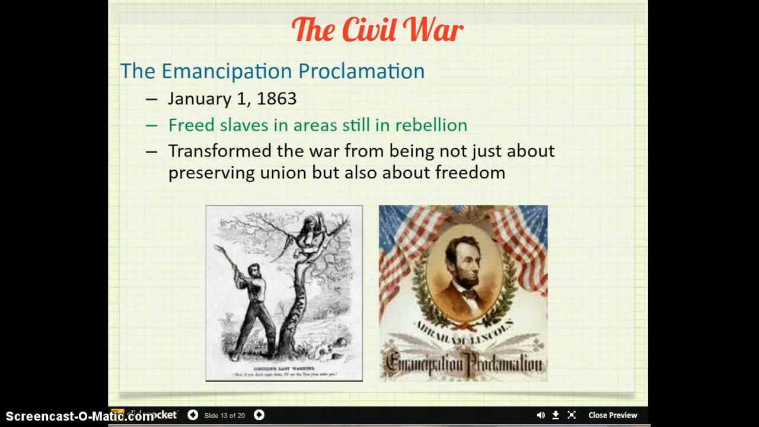Another major event of the Civil War was the Emancipation Proclamation. The Emancipation Proclamation said that January 1st of 1863, slaves would be freed in areas still in rebellion. This transformed the war from being not just about preserving the Union, but also about freedom. Now remember, the Emancipation Proclamation freed slaves in areas in rebellion, not all slaves. It's not going to be until the 13th Amendment that slavery is abolished throughout the nation.